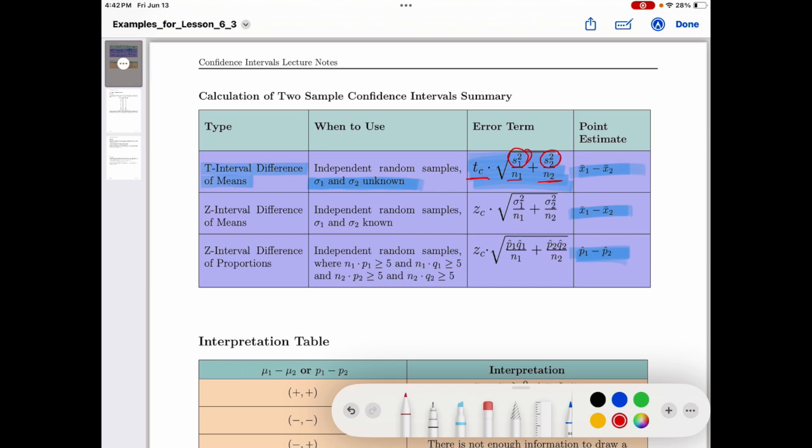Now, we also need to know when we're doing a t-interval for the difference of means that the samples are independent and random. So those are also necessities.